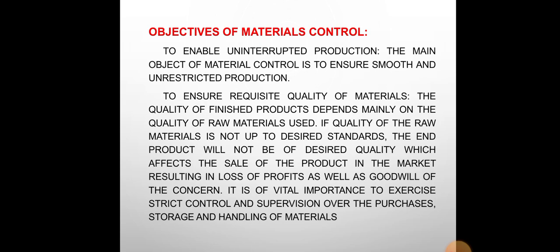The main objective of material control is to ensure smooth and uninterrupted production, to ensure the requisite quantity of materials. The quality of finished products depends mainly on the quality of the raw materials used. If the quality of the raw materials is up to the desired standards, the end product will be of the desired quantity and quality. Otherwise, it affects the sale of the product in the market, resulting in the loss of profit as well as the goodwill of the concern.